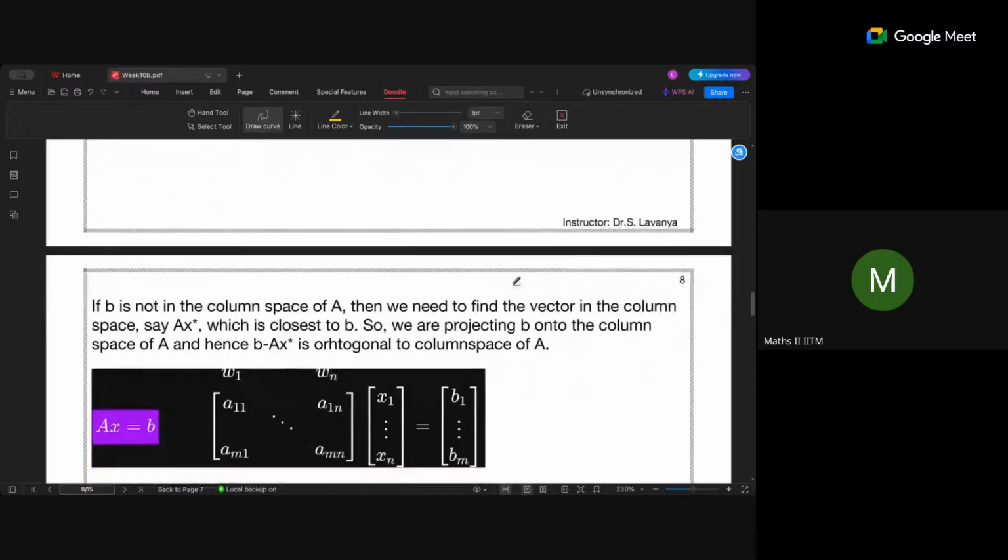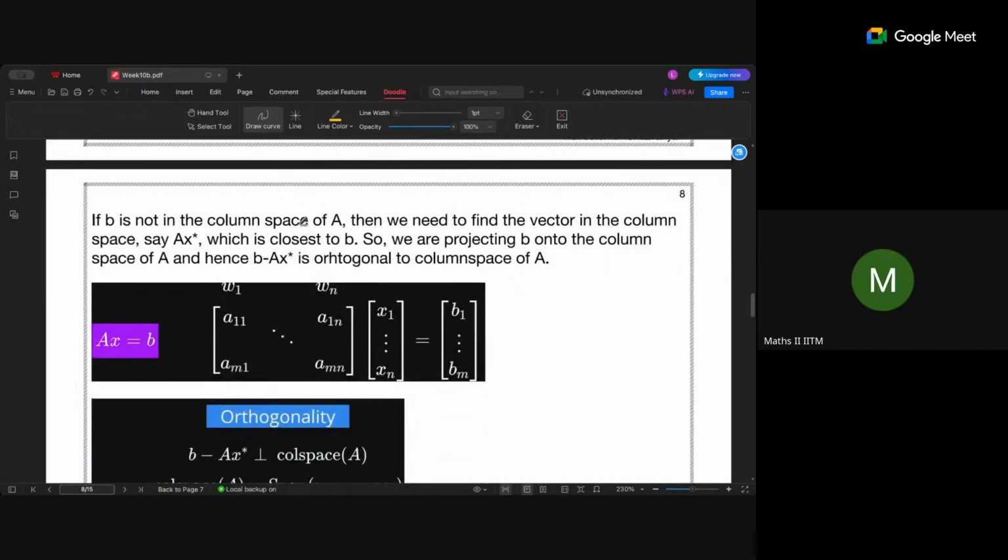Fine. So if b is not in the column space of A, then we need to find a vector in the column space, say A x star, which is closest to b. So how are we going to do it? We are going to project b onto the column space of A, and hence b minus A x star is orthogonal to the column space of A.